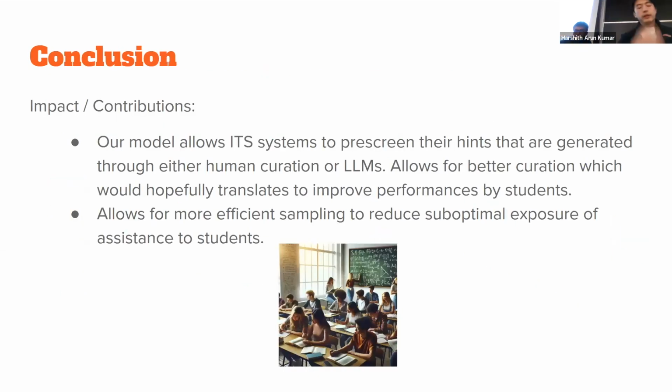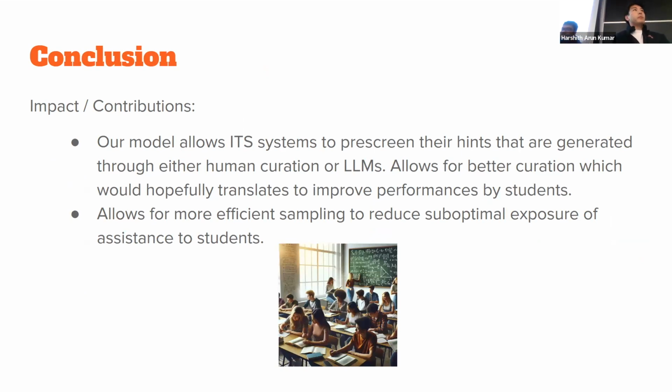And so that leads to our conclusion. So what is the impact and contributions of this? Well, our model allows ITS systems to pre-screen their hints that are generated through either human creation, or now, in the age of large language models, you could probably just generate a hint for a specific question. So this allows for better curation, which will hopefully translate to improved performance by students.